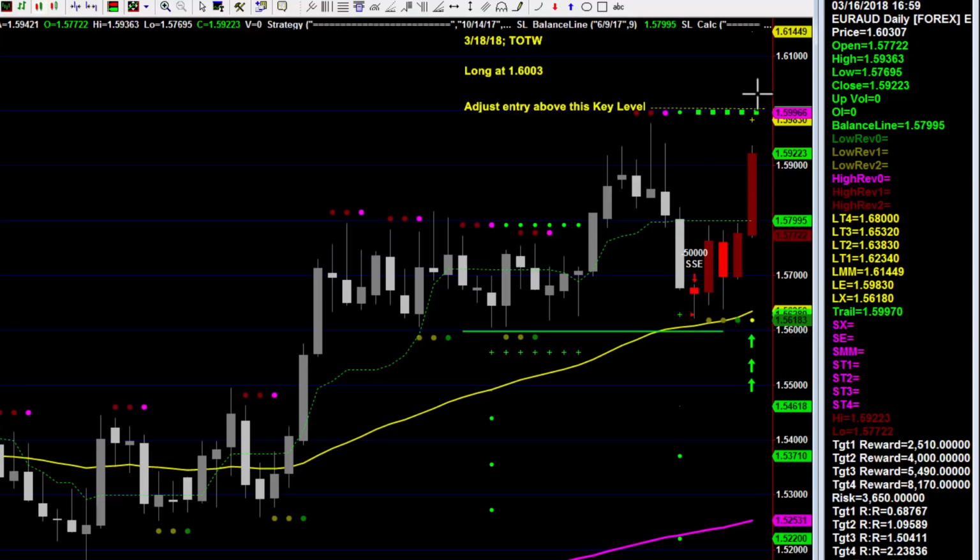For example, this short trade, just small little adjustments. Okay, so the trade of the week is to get long at 1.6003. Okay, and if that trade is filled, then the stop would be at 5618, but we would adjust that down just like we would have adjusted that entry. So we're going to put the stop at 1.5597.